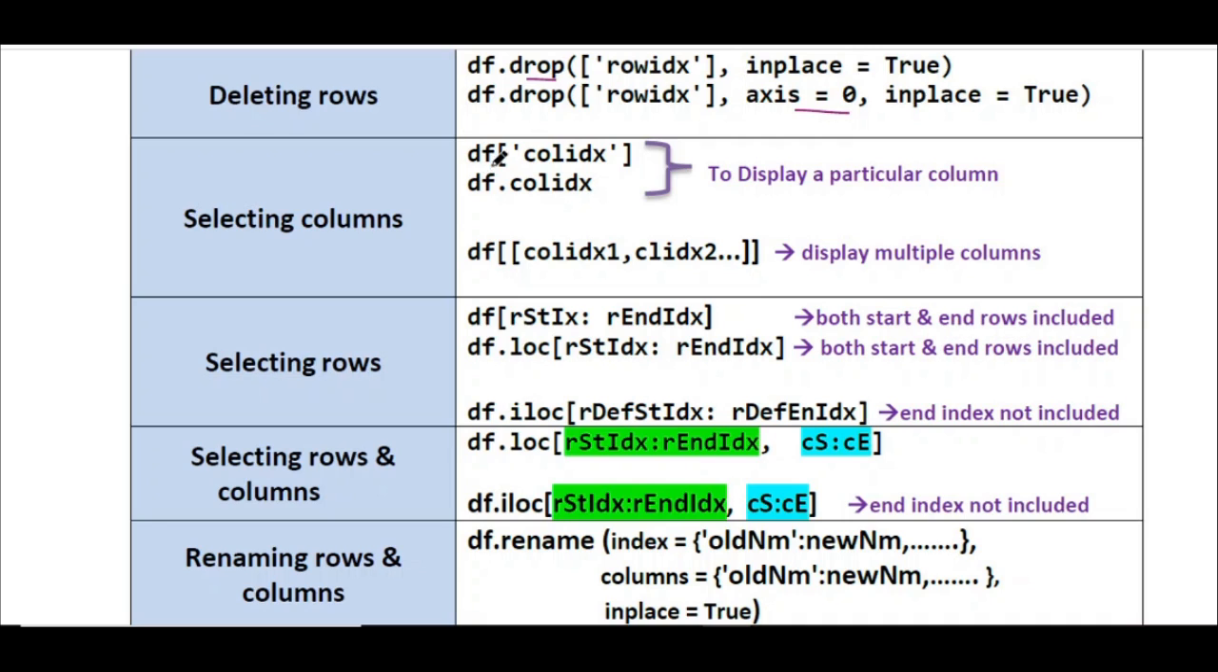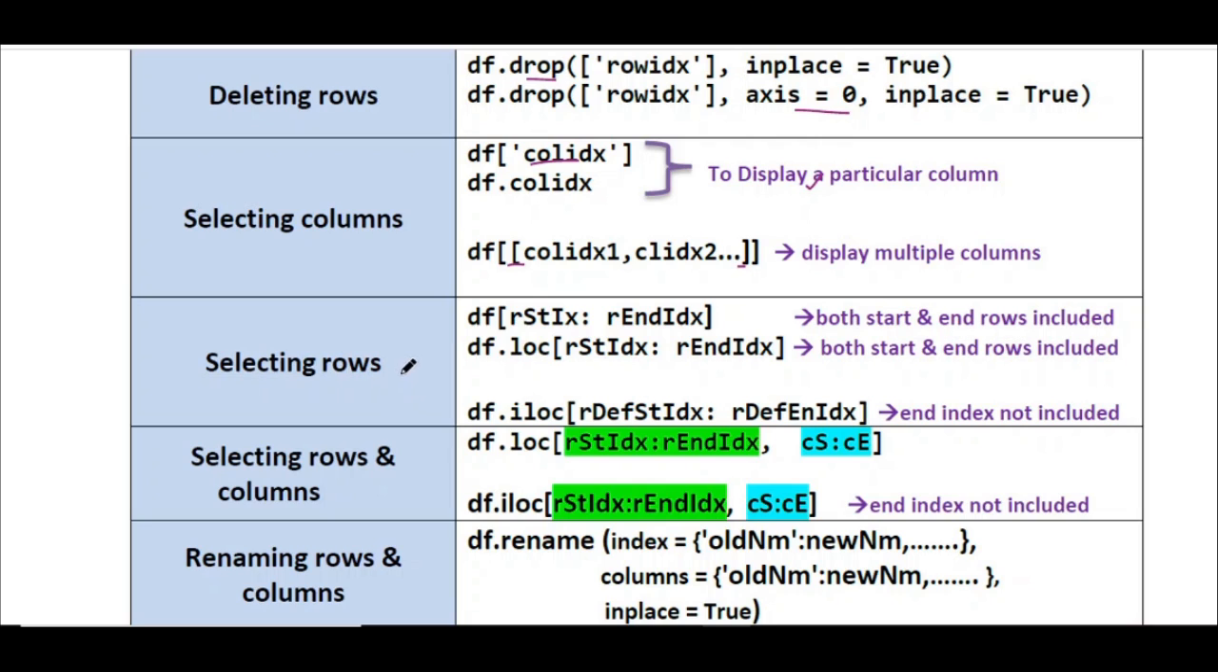To select the columns, we can give the column index in square brackets, and the quotes should be given, or we can give df dot column index. Both these are used to display a particular column. And if we want to display multiple columns, we can give column index 1, 2, 3, comma separated, as a list. As a separate list, we have to give the column index.